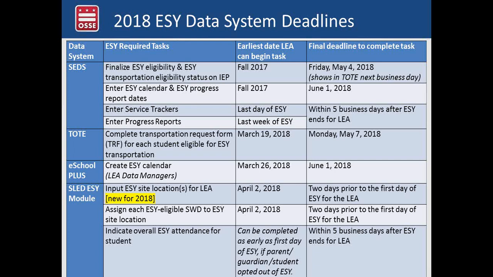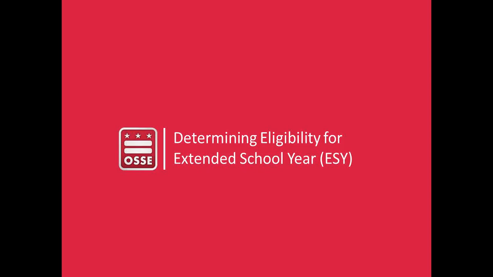And so there is a place that will be built into the SLED module where you can indicate that the parent is opting out, so that OSSE knows to not plan for that student to attend, yet you can still show that they are truly eligible for it on their IEP. And we're going to be providing training on that SLED ESY module later this spring, and we will announce those training dates to you in plenty of time for you to have a heads up to send the appropriate staff members to that webinar where the training will be provided.